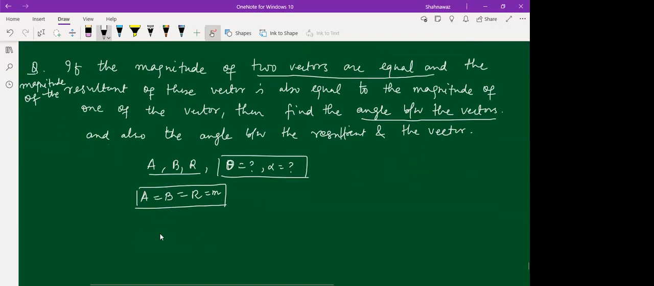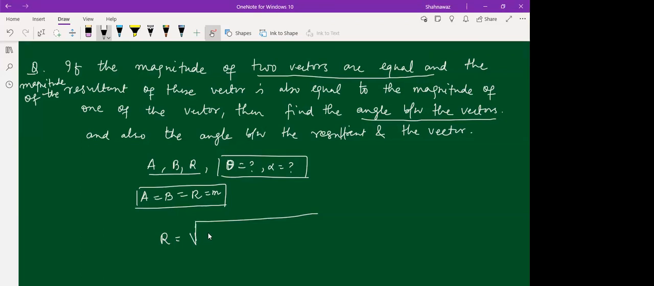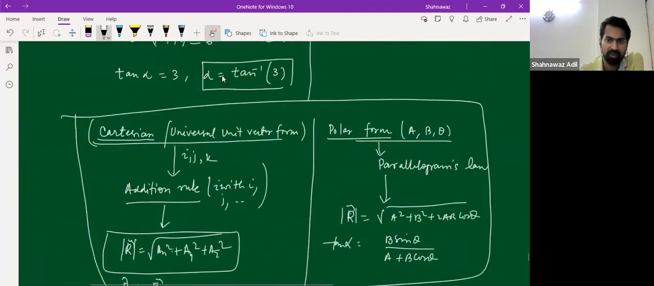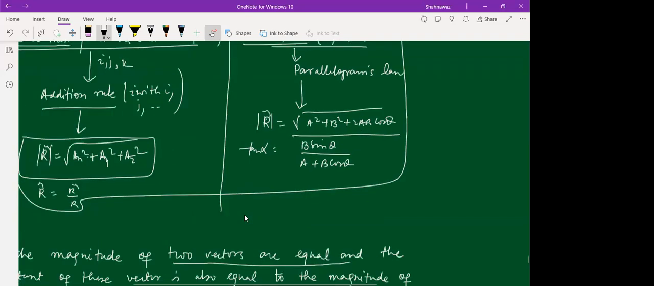So what is R? What is R, Nabila? The magnitude of the resultant, what is this? You did that question just a moment ago. What is the magnitude of the resultant in the parallelogram law? A square plus B square plus 2AB cos theta.